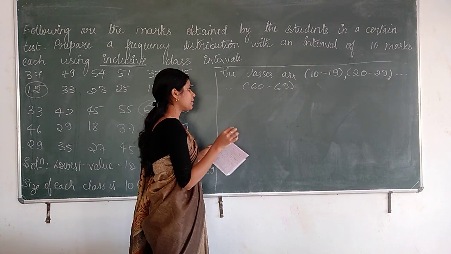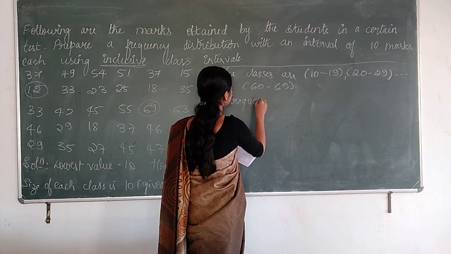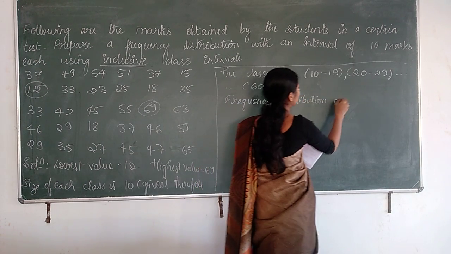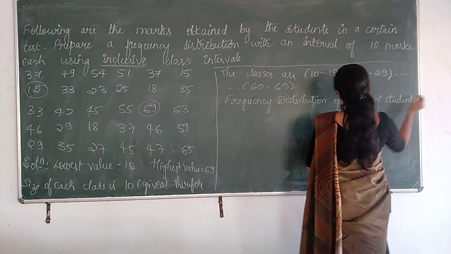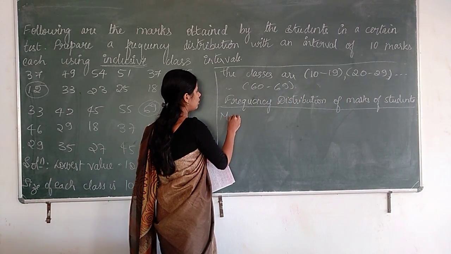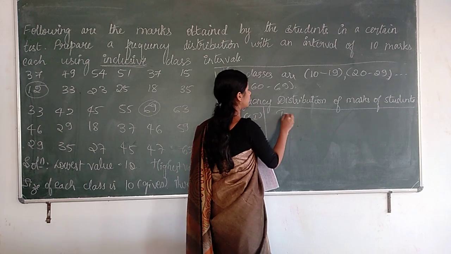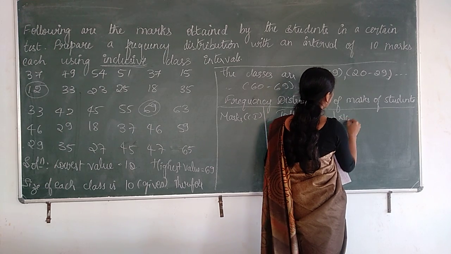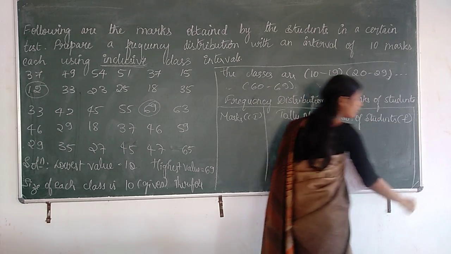So the required continuous frequency distribution will be: first we have to write the title, frequency distribution of marks of students. First column will be marks, that is nothing but class interval. Second column is tally mark. Third column is number of students. Number of students we can mark as F, that is frequency.